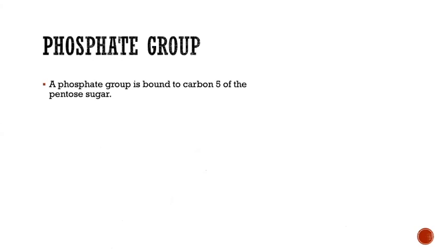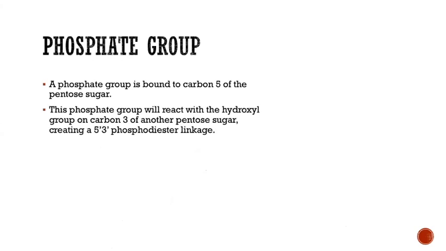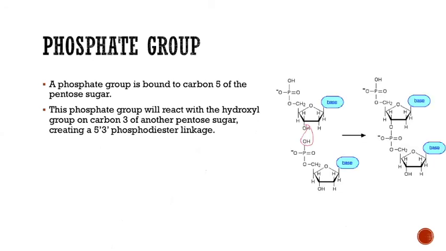Phosphate groups. A phosphate group is bound at the carbon 5 of the pentose sugar. The phosphate group will react with the hydroxyl group on carbon 3 of another pentose sugar, creating what's called a 5' 3' phosphodiester linkage. So instead of saying carbon 5 and carbon 3, we just call them 5' and 3'.